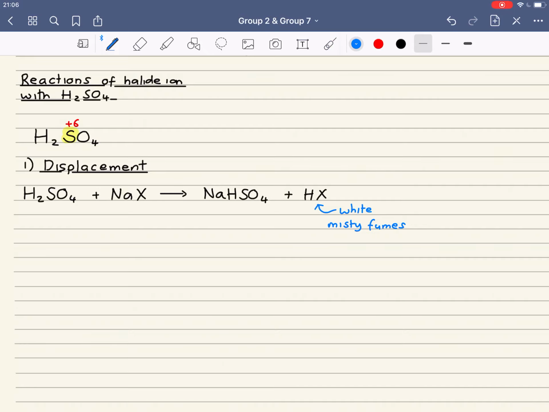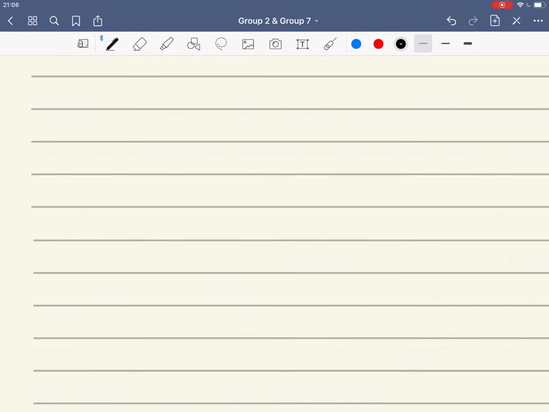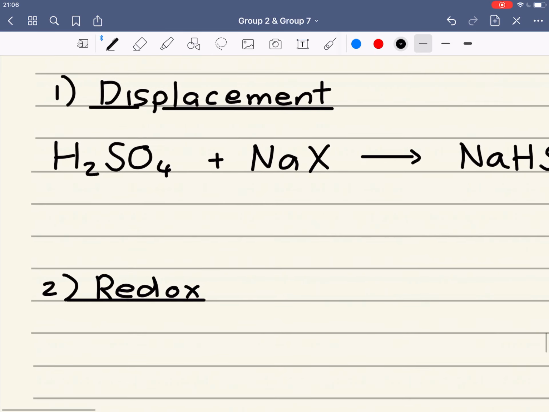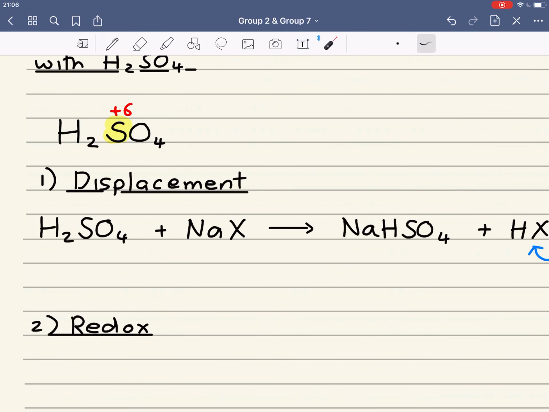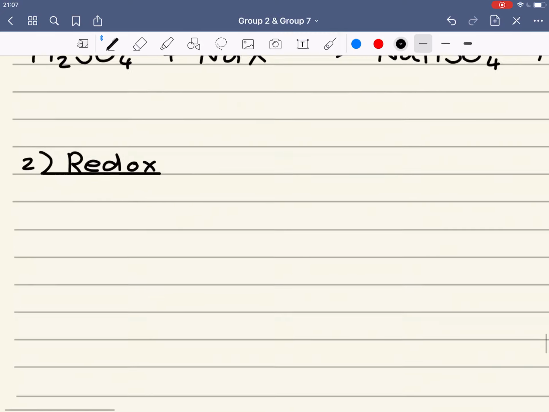The next step in the reaction of halide ions with sulfuric acid is where we get a redox reaction occurring. Again, this sulfuric acid wants electrons. It's got an atom with a very high oxidation state, sulfur with an oxidation state of +6, and that oxidation state could potentially decrease by gaining electrons. Now, it's got four halide ions that it could potentially gain electrons from.